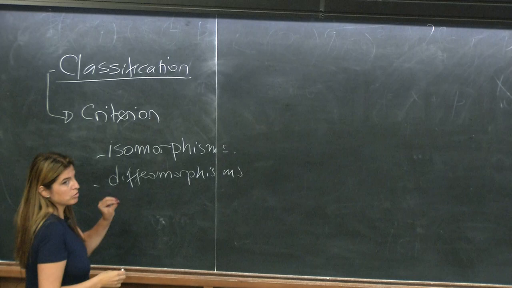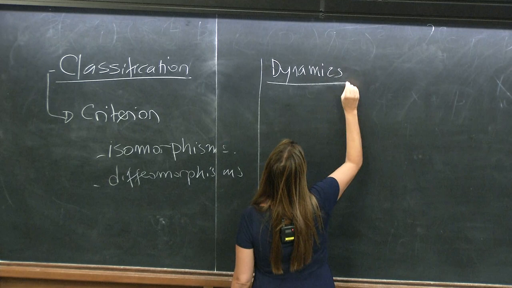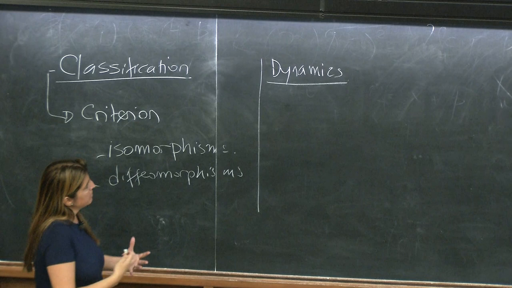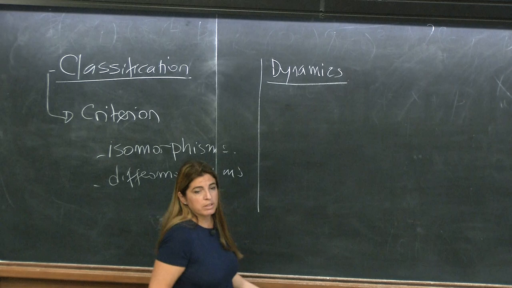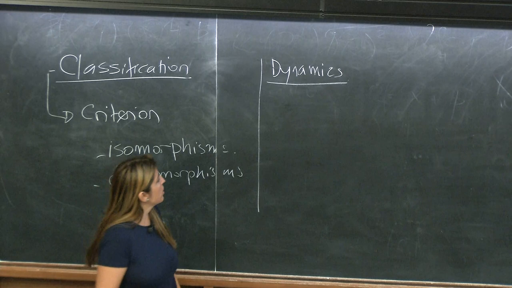Well, in dynamics, we have a criterion. We focus on the dynamics. So we will say that two objects belong to the same class if they are what is called conjugate. I think that you all know what a conjugacy is. Does anybody here not know what a conjugacy is? Okay, let me just remind you what it is.